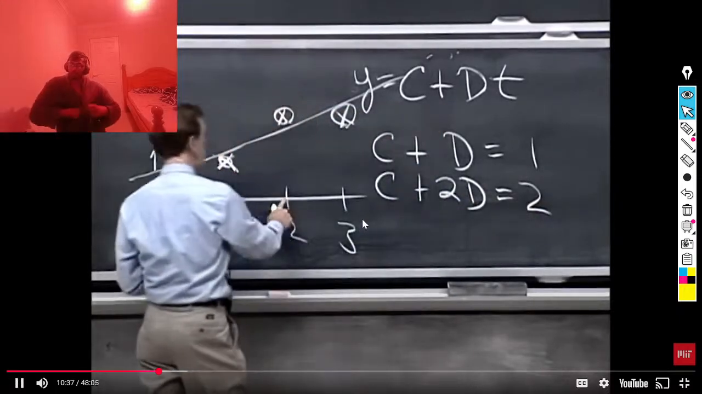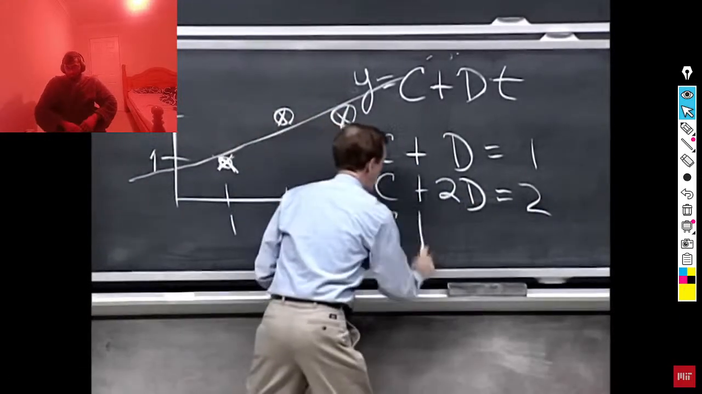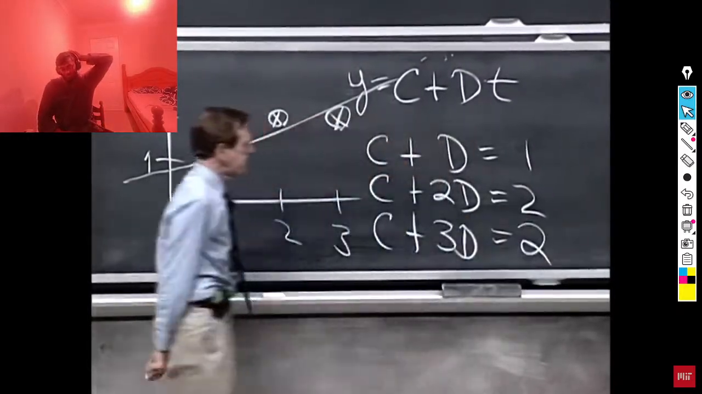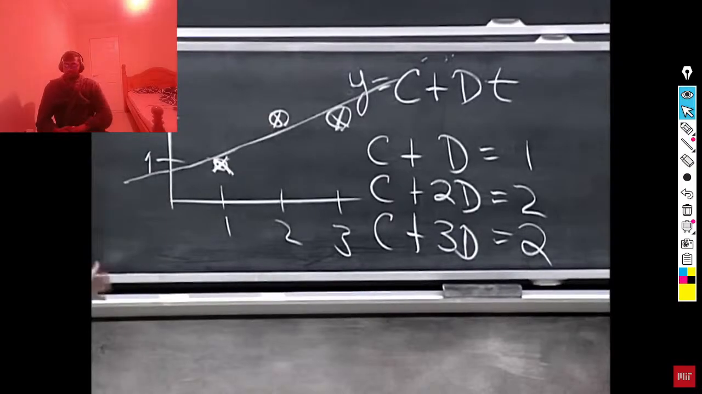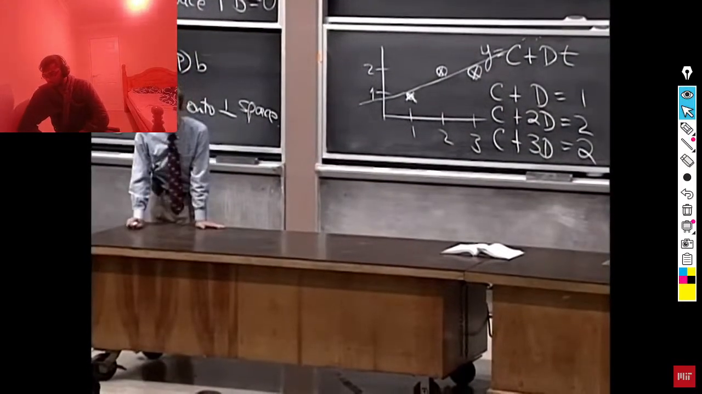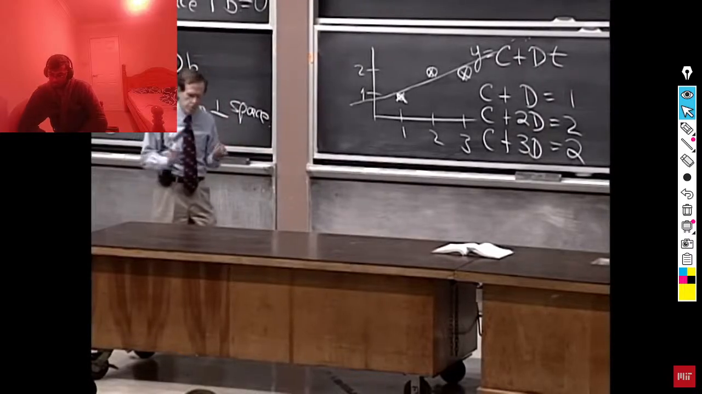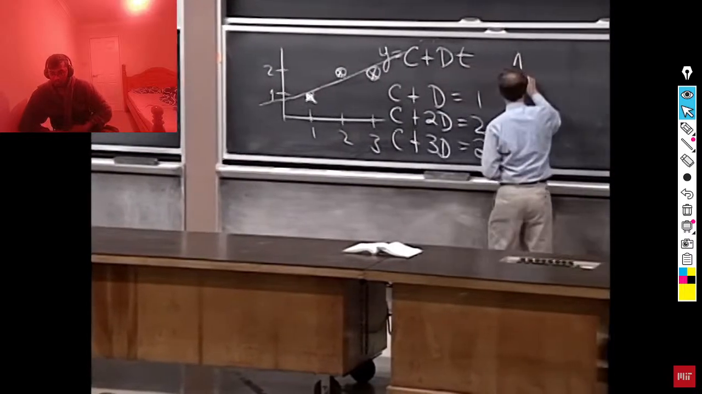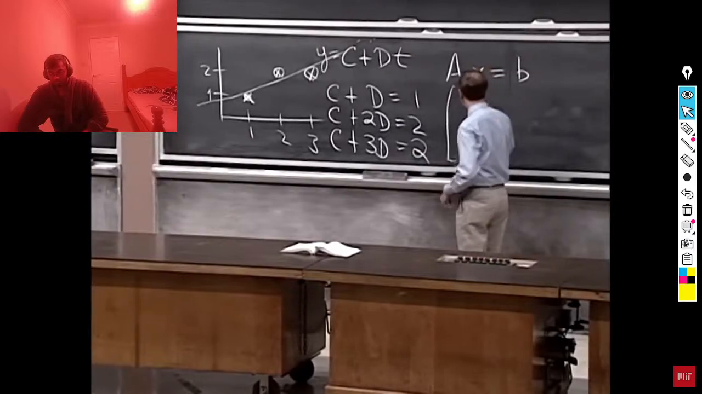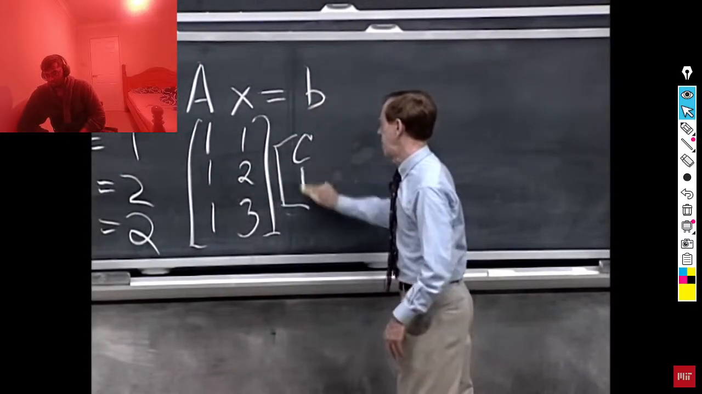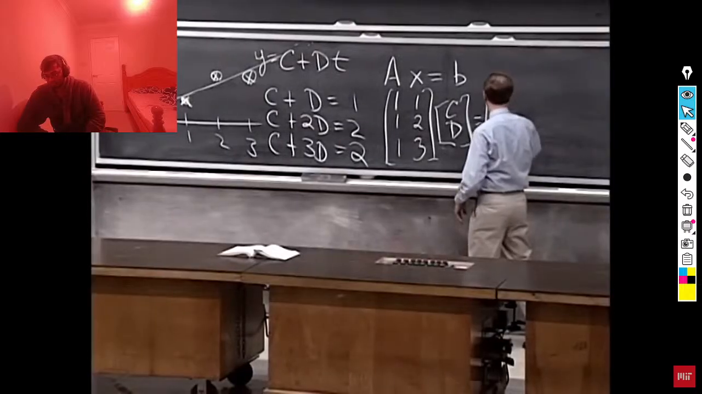If it went through this point, I'd have C plus 2D. At the third point, I have C plus 3D, but the answer I'm shooting for is 2 again. So those are my three equations. And they don't have a solution. But they've got a best solution. And what do I mean by best solution? So let me take time out to remember what I'm talking about. This is my equation, Ax equals b. A is this matrix, 1, 1, 1, 1, 2, 3. X is, I only have two unknowns, C and D, and b is my right-hand side, 1, 2, 2.